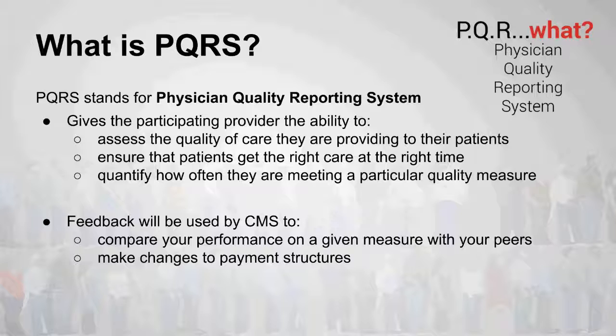They changed the acronym. The reason why we have PQRS is CMS wants to make sure that the patient is getting the right care, that you're providing the quality of care to your patient. And they want to make sure that the patients are getting the right care at the right time. That's why this system is actually built. It was actually built for reporting outcomes. The other thing that they want to do too, and Dave is really here to talk about that, I brought Dave on really for the auditing part of this, is quantifying how they're meeting a particular quality measure.